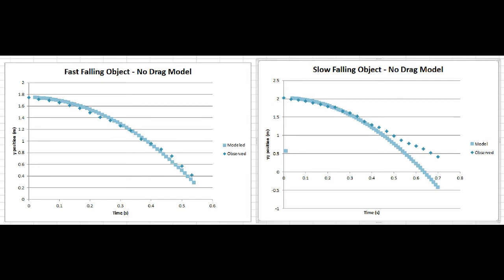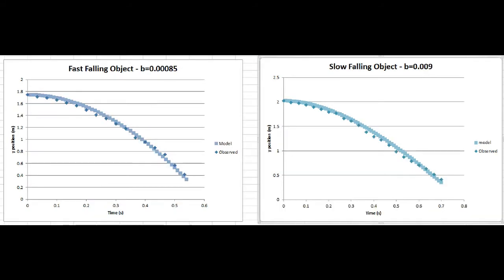Here are the comparisons for both objects with zero drag models. As you can see, the fast-falling object fit the zero drag model much more closely than did the slow-falling one, meaning that drag had a significant effect on the slow-falling object. When the models were corrected with drag and B values found experimentally, the model fits the observed data very well, meaning that my drag model is indicative of real-life observation of falling objects.